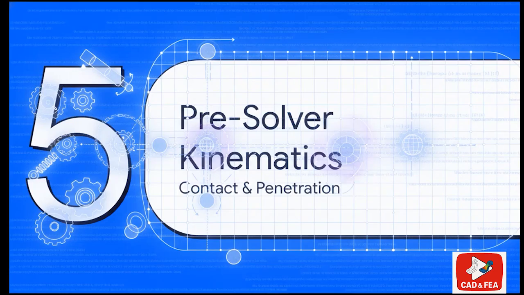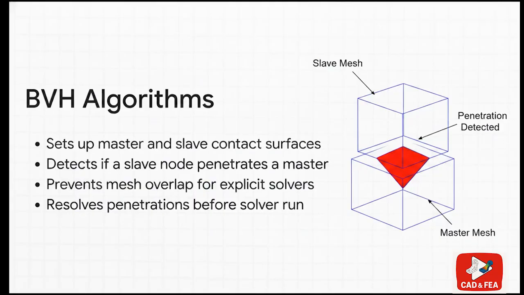Finally, we reach the end of our digital assembly line. Stage 5, preparing pre-solver kinematics, which is all about contact setup and penetration checking. Okay, so our parts are beautifully meshed and mathematically validated. But now, we have to tell the software how they're actually going to interact in the physical world. This is where bounding volume hierarchies, or BVH algorithms, come into play one last time.